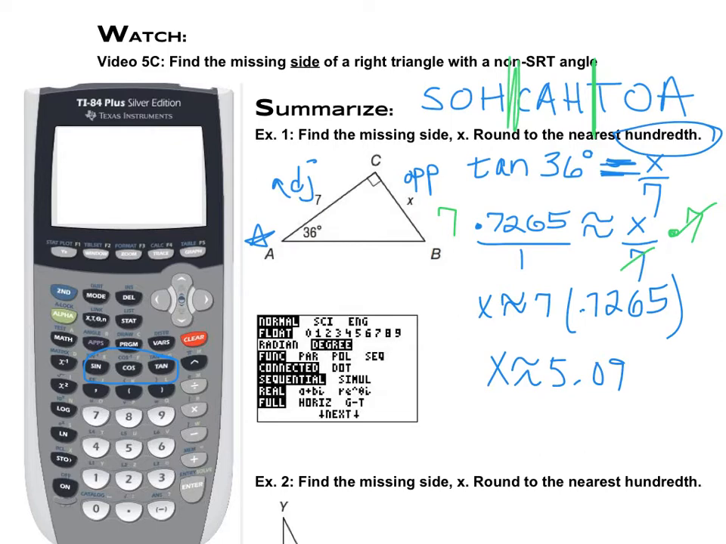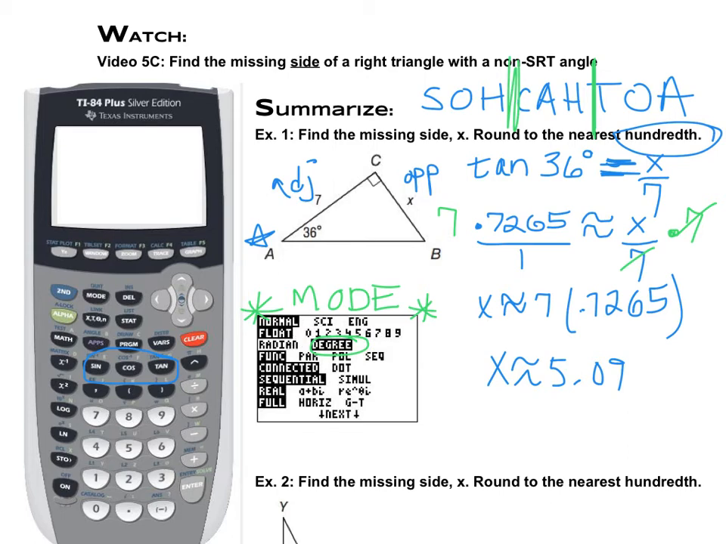I did also want to bring to your attention this little screenshot of your calculator. It's a reminder to make sure that when you press your mode key, you're seeing the settings that are in front of you, specifically that it's in degree mode.